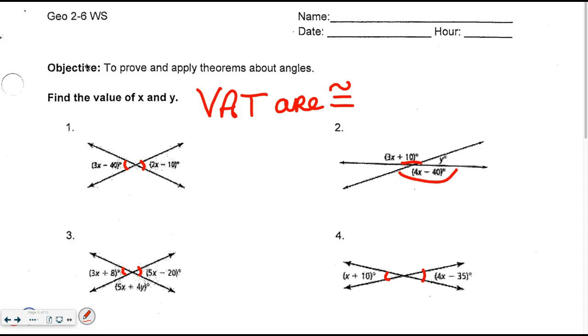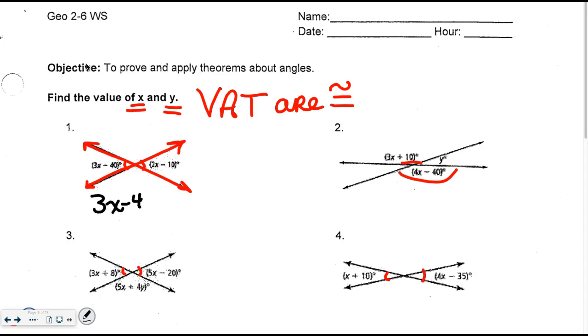So on this one it says to find x and y, and you're presented with what looks like a big letter X. You set the angles across from each other equal. So with number 1, we're going to take the 3x minus 40.